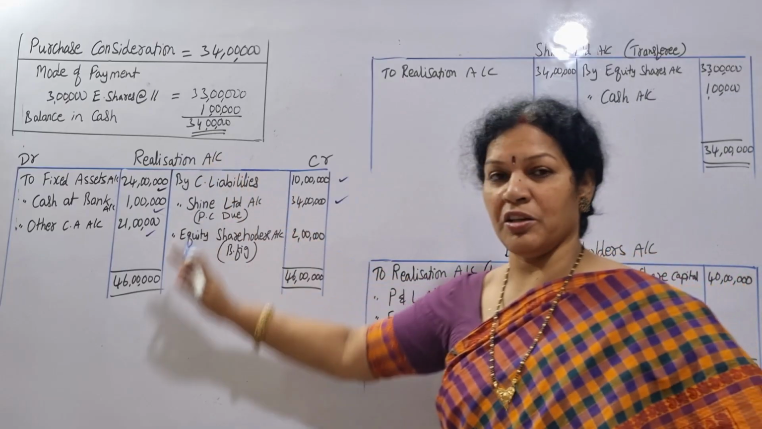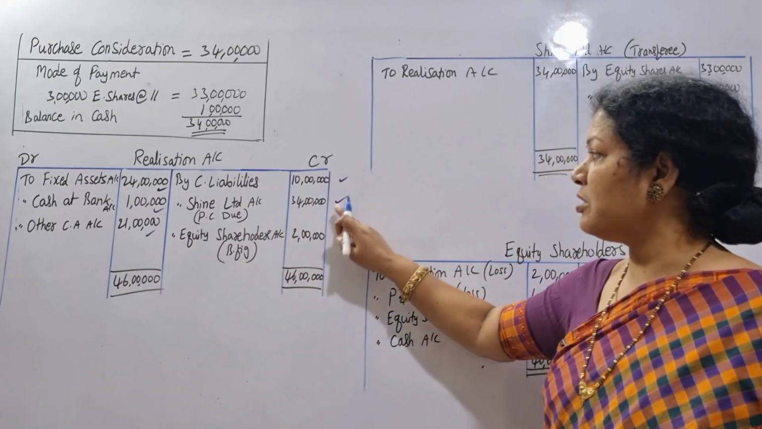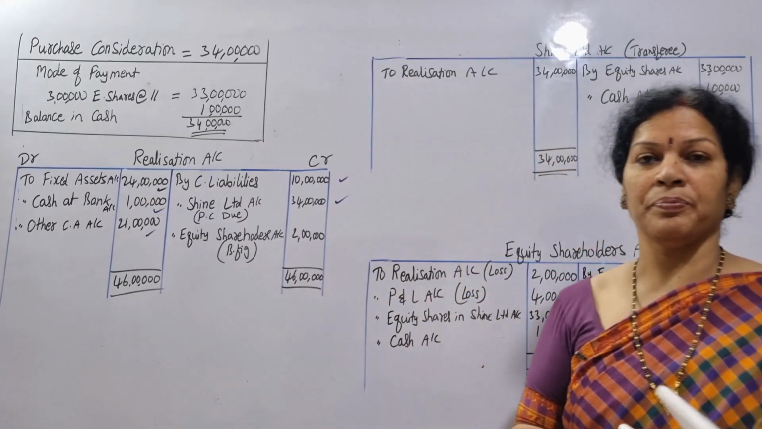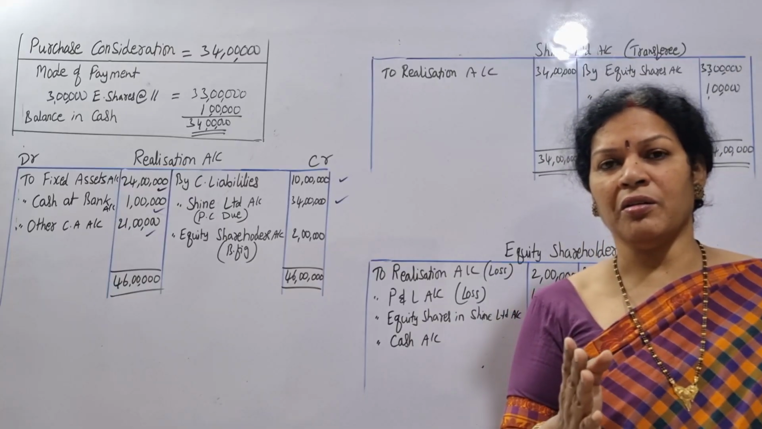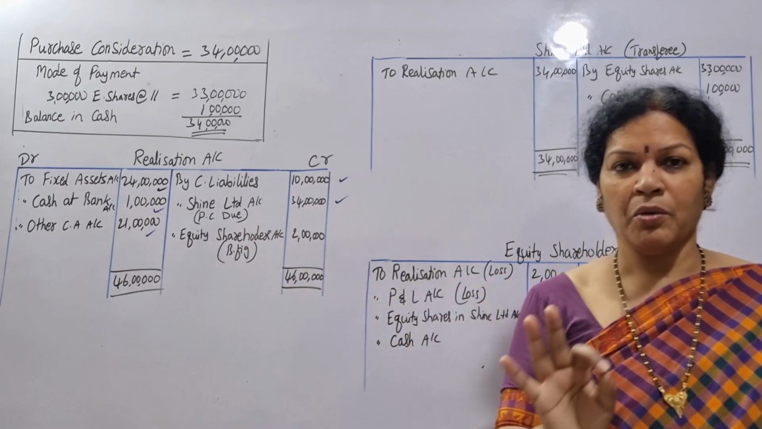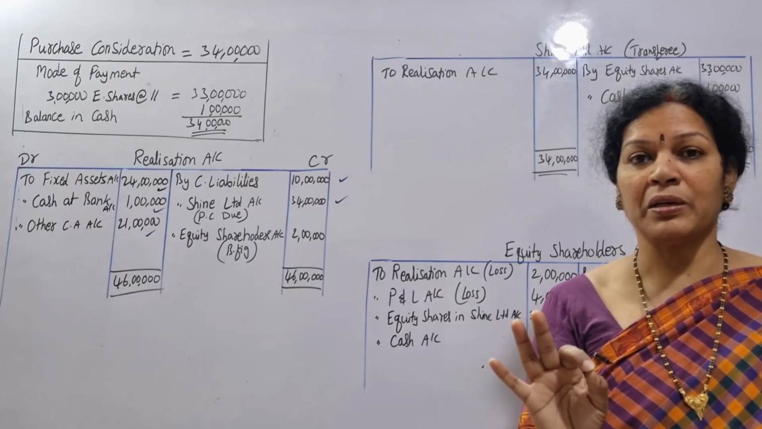Now we have to close the realization account. The debit side is more, it is 46 lakh. 46 lakh minus these two, 44 lakh, comes to 2 lakh rupees. Always remember, in the realization account, whether you get a loss or profit: loss means credit side, profit means debit side. Whatever it may be, loss or profit, that is to be transferred to the equity shareholders.